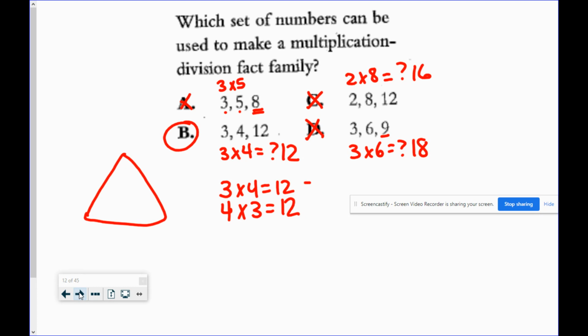And like we saw on our previous slides, we then take the product of the multiplication sentences and turn it into the first number in a division equation. You always start with the answer to the multiplication problem for your division sentence. Then we'll say 12 divided by 4 equals 3, and 12 divided by 3 equals 4. Those are the fact family members. I'm going to multiply 3 times 4 or 4 times 3. And I'm going to divide 12 by 4 to get 3 and divide 12 by 3 to get 4.